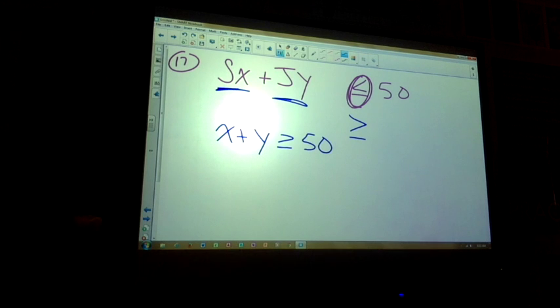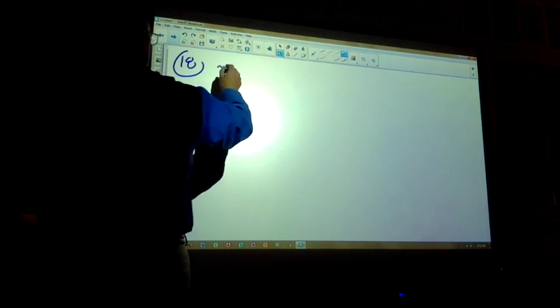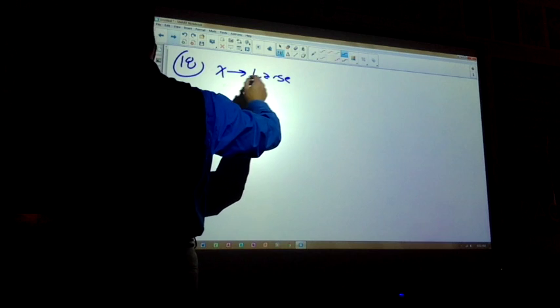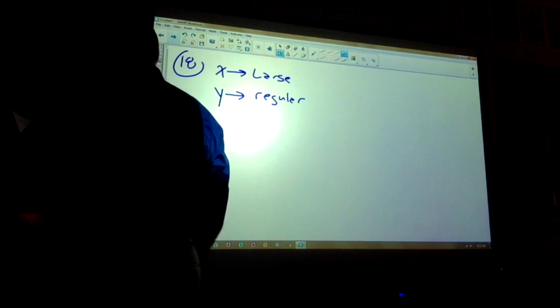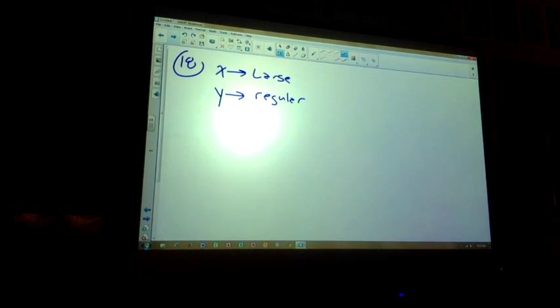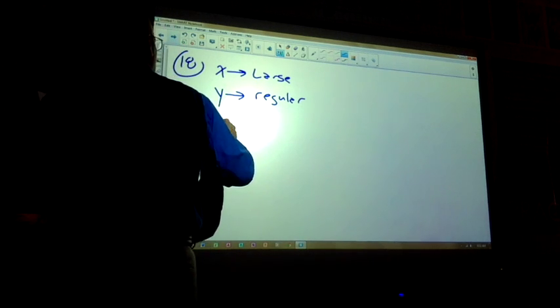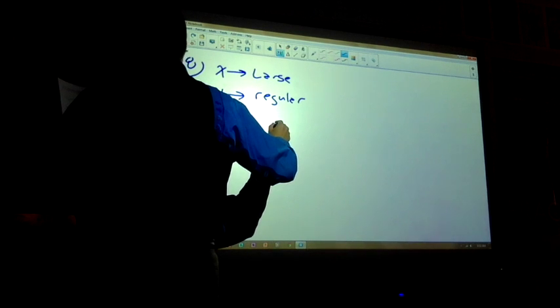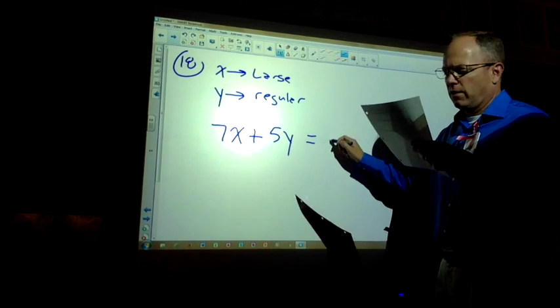Okay, number 18. Let X be the cost of a large pizza, so X is large, and let Y be the cost of a regular pizza. Sorry about that. 7 large and 5 regular pizzas were ordered at a total cost of $155. 7x plus 5y has a total of $155.